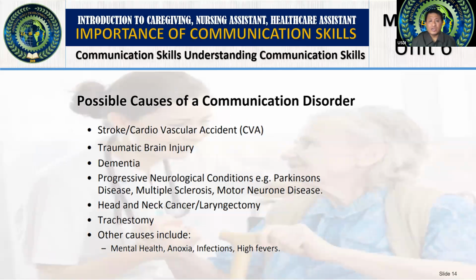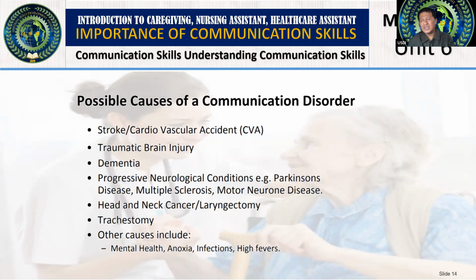Now, what are the possible causes of a communication disorder? You have stroke or CVE, no? It's actually cerebrovascular accident, meaning there's a stroke. Okay. Traumatic brain injury, nabangga sila, nagkaroon ng injury ang utak niya, no? So this will actually affect the communication skills of the person.